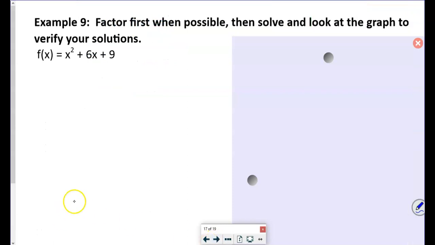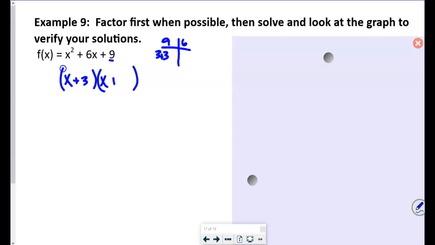So on this next one, it says factor first when possible, then solve and look at the graph to verify your solutions. So let's see, if we were to take x squared, there's the factors that are x and x. What are the factors of 9 that when added together give you a 6? Wouldn't that be 3 and 3? Right? So that's going to be plus 3 and plus 3.